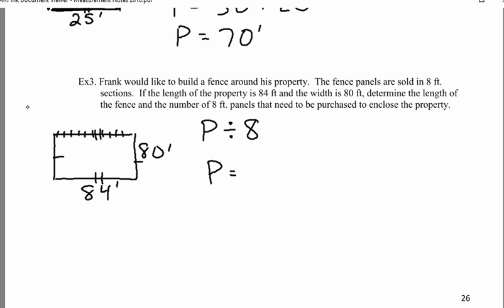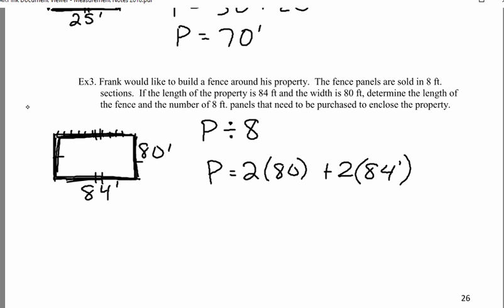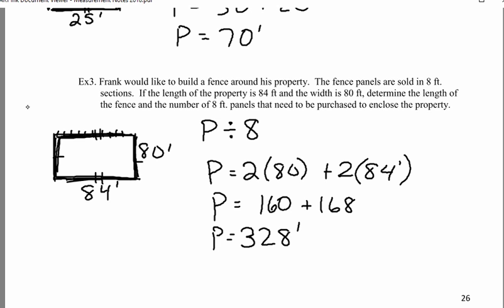But first, perimeter will be 2 lengths that are 80 feet, the ends if you want, plus we have 2 84-foot lengths making up the perimeter. That accounts for all 4 sides. So the perimeter will be, when we add this up, 160 plus 168, which is 328 feet. Distance around is 328 feet.